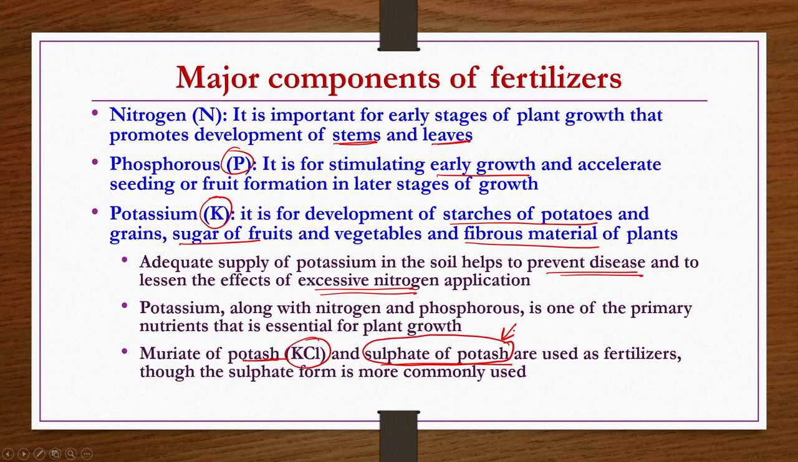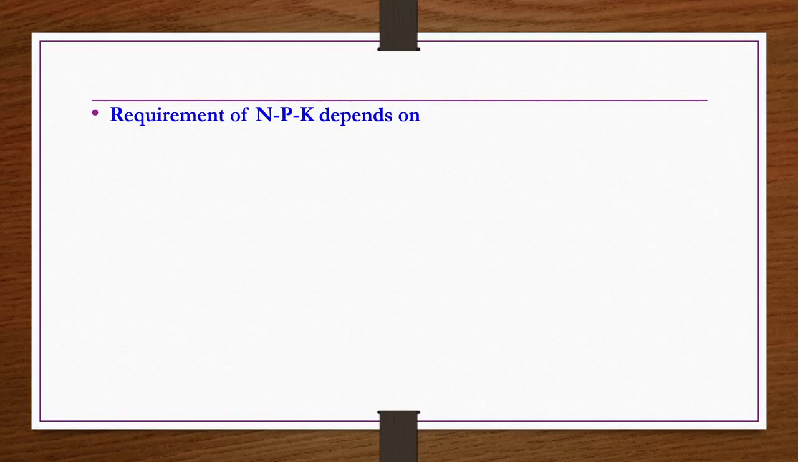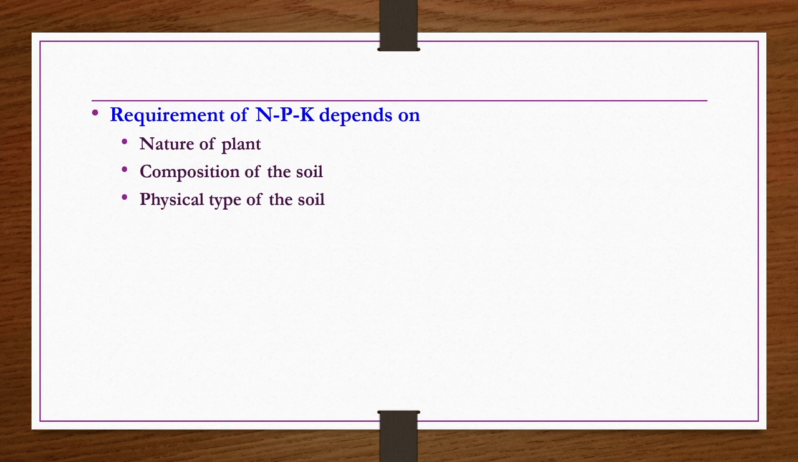Now, having seen the major components of the fertilizers and their requirement, how do you decide how much N, how much P, how much K should be provided for a given plant growth and fruit formation? That depends on several factors like the nature of the plant, the composition of the soil, the physical type of the soil, whether the area is irrigated or not, and so many other parameters. So all these parameters should be considered, and accordingly the NPK fraction has to be decided.